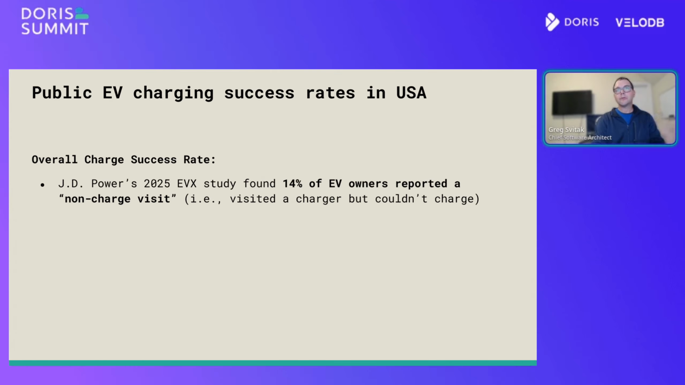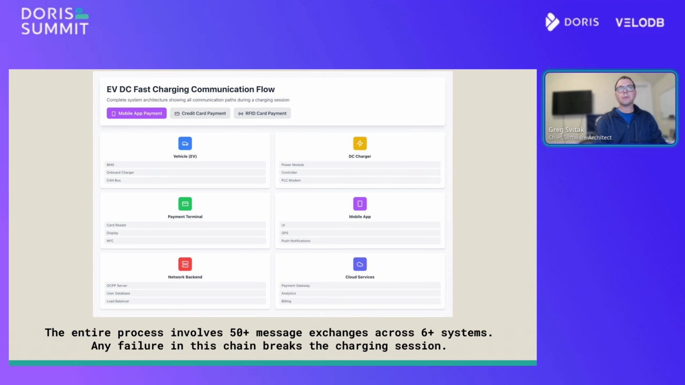And then furthermore, JD Power did a second study showing that 14% of the time, owners who own EVs don't get a charge, and they have to abandon and go to a different location. So this is a significant problem from a customer standpoint. And really, why is that?